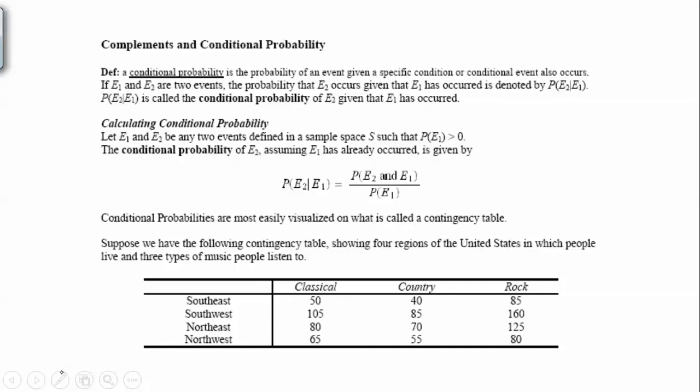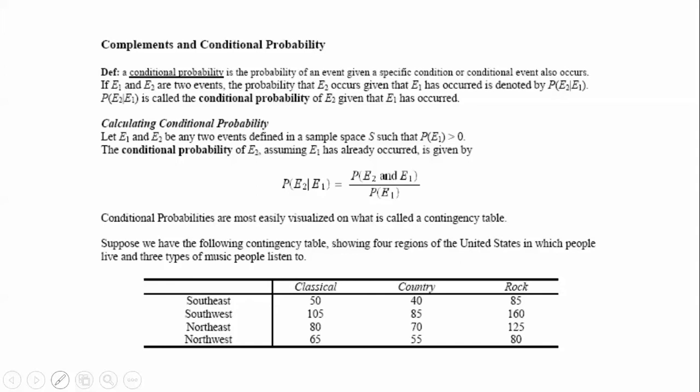Okay, in this video we'll look at conditional probabilities. Conditional probabilities are easiest to understand if you can put them on a table. There will be a number of example problems that you'll have to do in your homework, as well as potentially on an exam. By definition, a conditional probability is a probability of an event given a specific condition, or conditional event, that occurs.